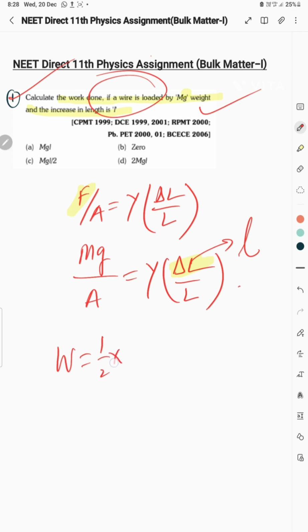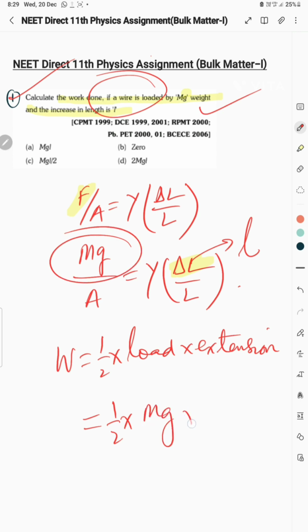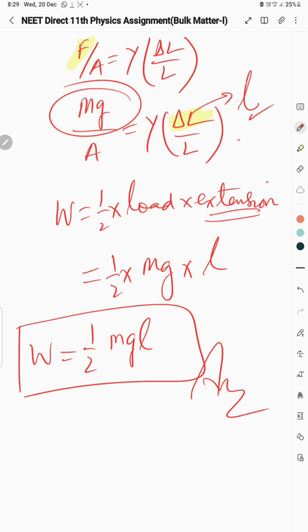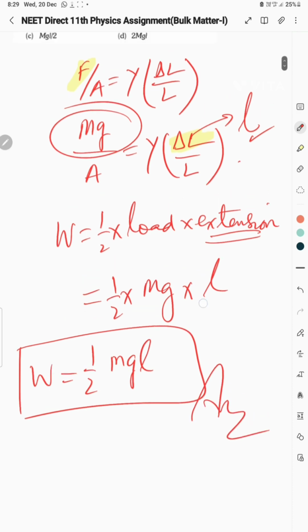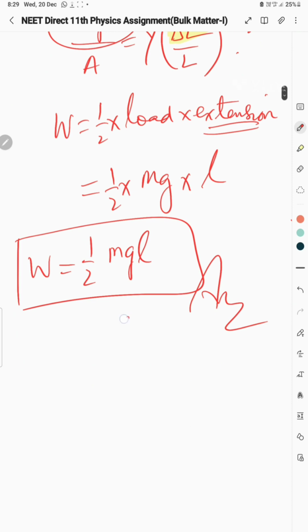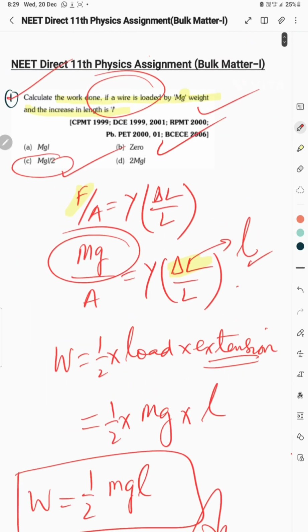Since work done is half load into extension, we start making substitutions. The load is the weight mg, elongation or extension small l, so you have half mgl. This is the work done. This should be the answer. Now let's check out which option is half mgl. Half mgl means mgl by 2. So option C is the correct option for this question.